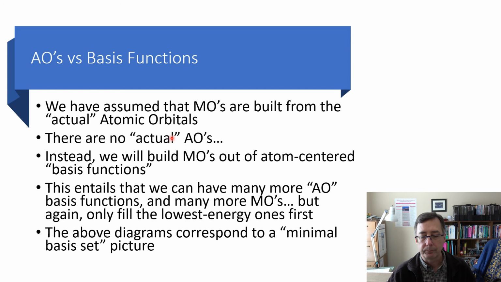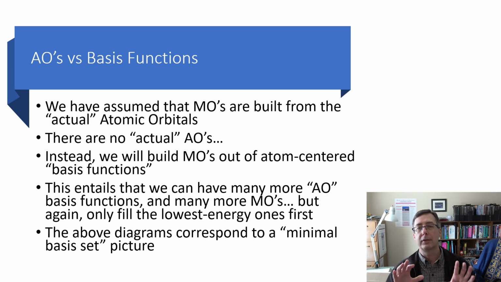Because our basis functions are just basis functions, I'm free to choose a lot of basis functions if I want, and that means I'll have many more of these so-called atomic orbital basis functions than what I've been showing you on the previous diagrams. And that's fine. Again, I'll form molecular orbitals out of these atomic orbitals, however many I have. If I have 1,000 atomic orbitals, I'll form 1,000 molecular orbitals. And that is fine. But again, I will fill the lowest energy ones first.